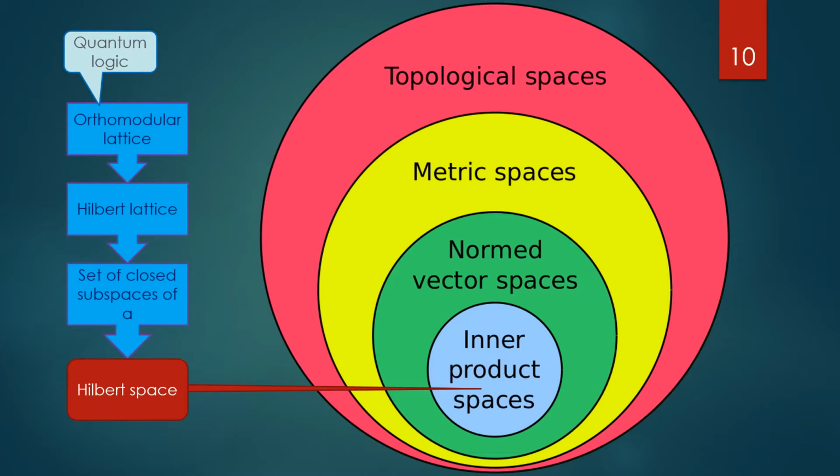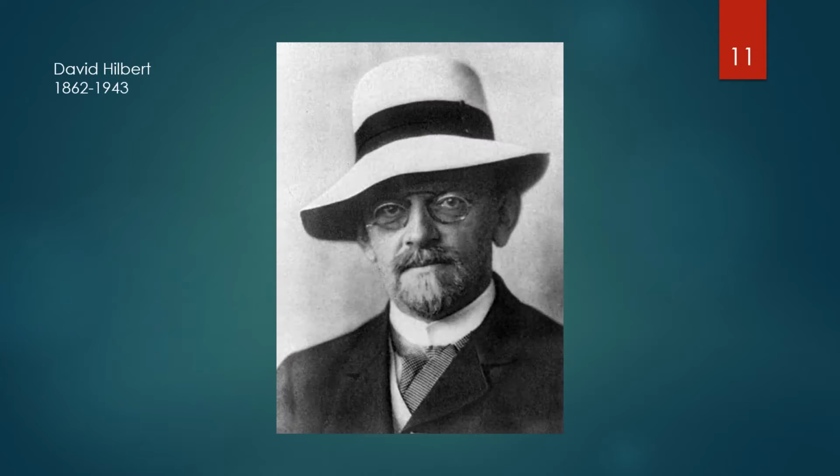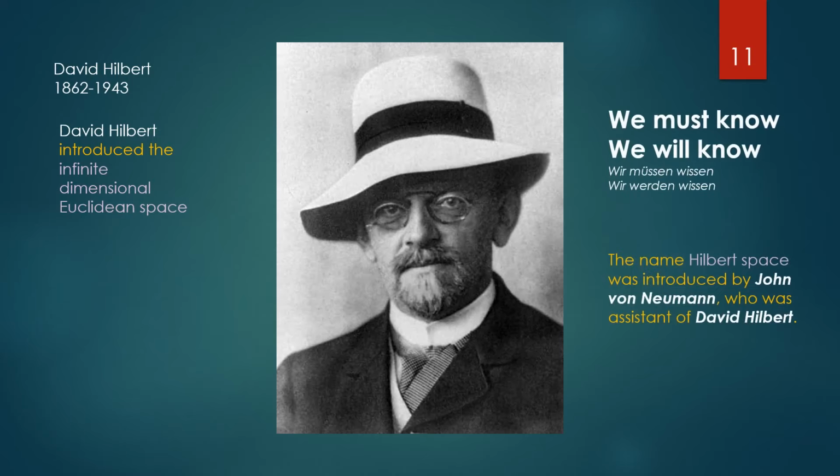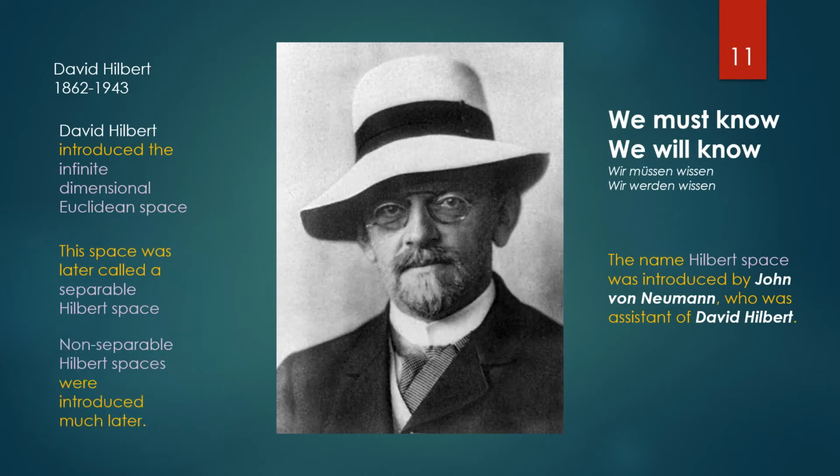Together with others, David Hilbert discovered the Hilbert space. The Hilbert space is an extension of the concept of Euclidean space. The Hilbert space is a vector space endowed with an inner product that helps to make the vector space complete. David Hilbert introduced the infinite-dimensional Euclidean space. The name Hilbert space was introduced by John von Neumann, who was assistant of David Hilbert. This space was later called a separable Hilbert space. Non-separable Hilbert spaces were introduced much later. The motto of David Hilbert is, "We must know. We will know."